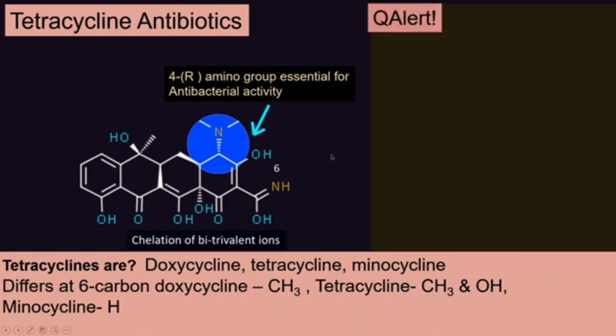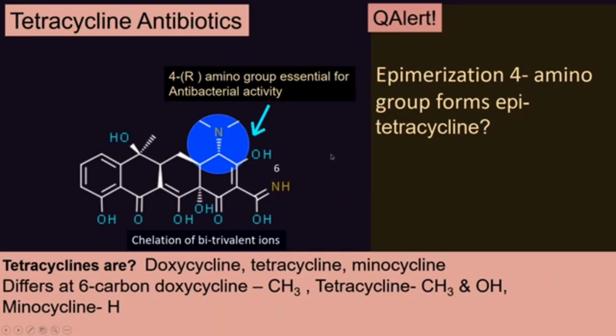So here is a question alert about tetracycline. Tetracyclines undergo epimerization at the 4 amino group. That means a change in the epimer structure happens. That process is known as epimerization. After epimerization, the drug becomes inactive. Therefore, epimerization can lead to the inactivity of tetracyclines.